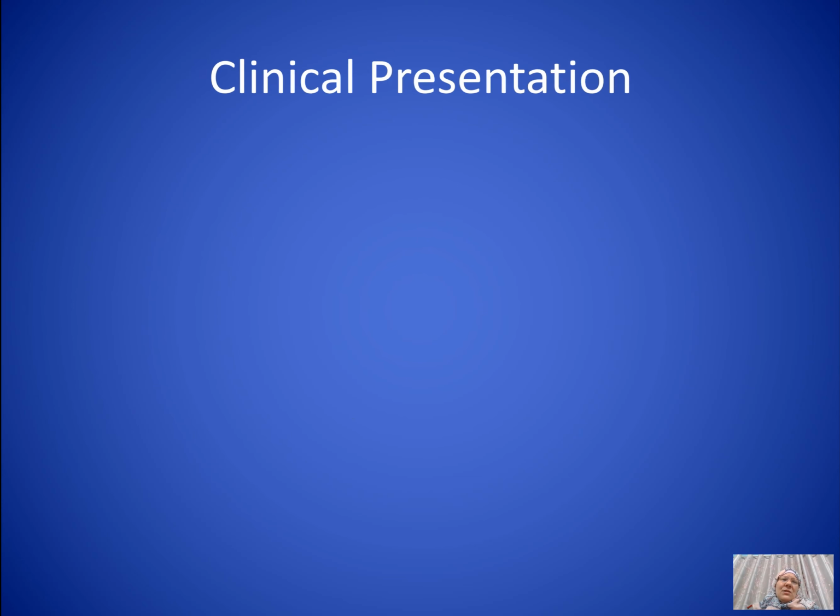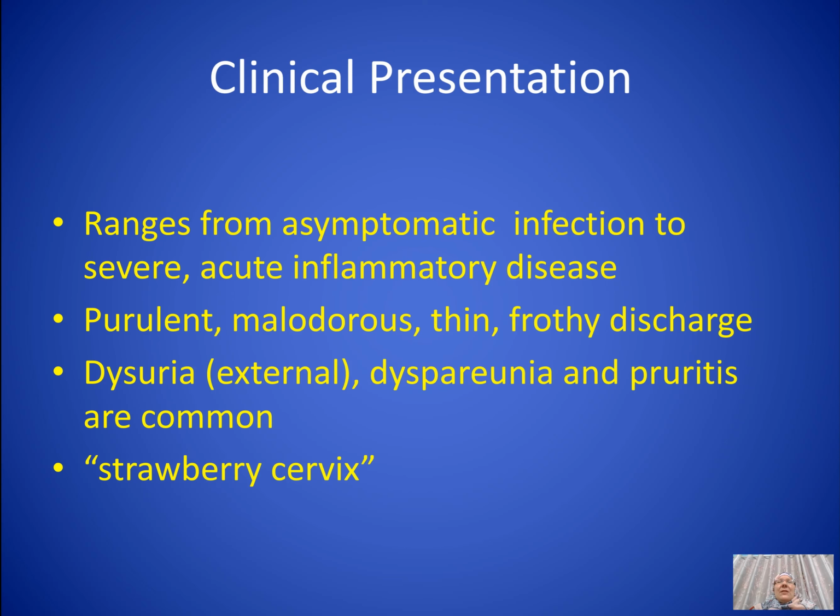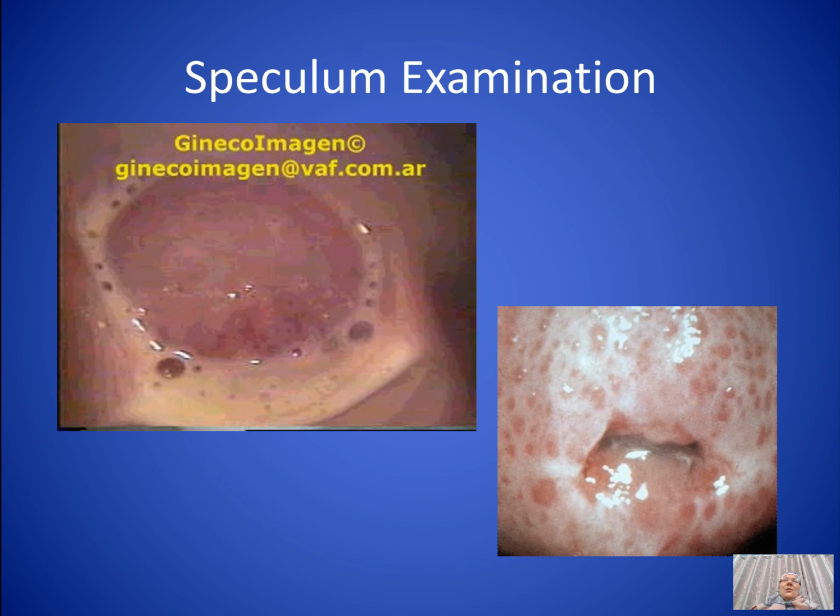So what is the clinical presentation of trichomoniasis? This ranges from being asymptomatic to a severe acute inflammatory disease. It can cause purulent, malodorous, thin, frothy discharge, and can be associated with dysuria, dyspareunia, and pruritus. A very common, flagship feature of it is the strawberry cervix. Here you can see a picture of the strawberry cervix on the left, and you can see this kind of infection of the cervix causing this picture.